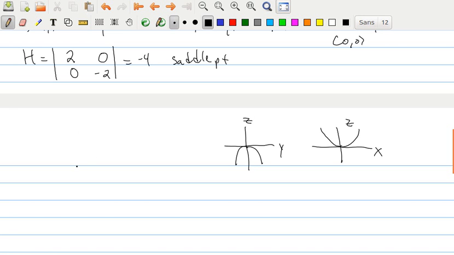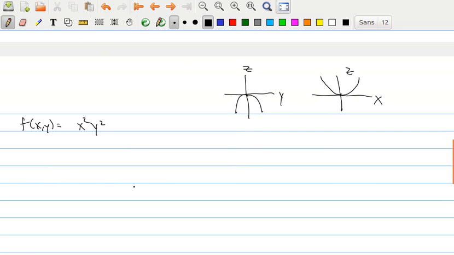Let's maybe look at an example that comes up inconclusive, just to make sure we've seen one of each. Let's say we've got the function f of x, y is x squared y squared. We're going to do the same thing we did before. First up, we take its gradient. The partial with respect to x is 2x y squared. The partial with respect to y is 2x squared y. And this must be (0, 0).